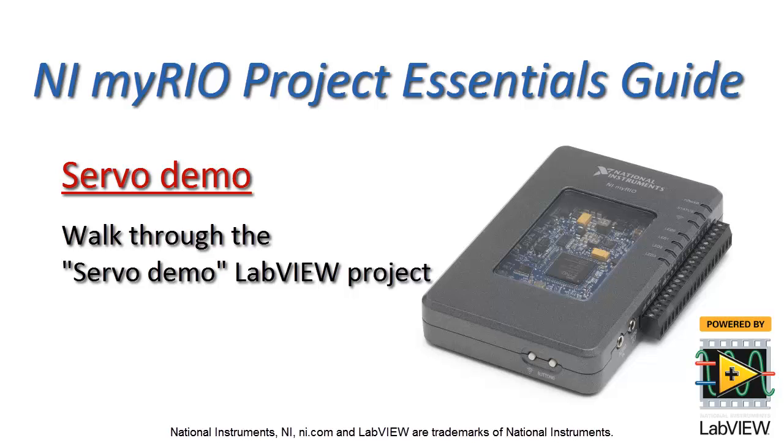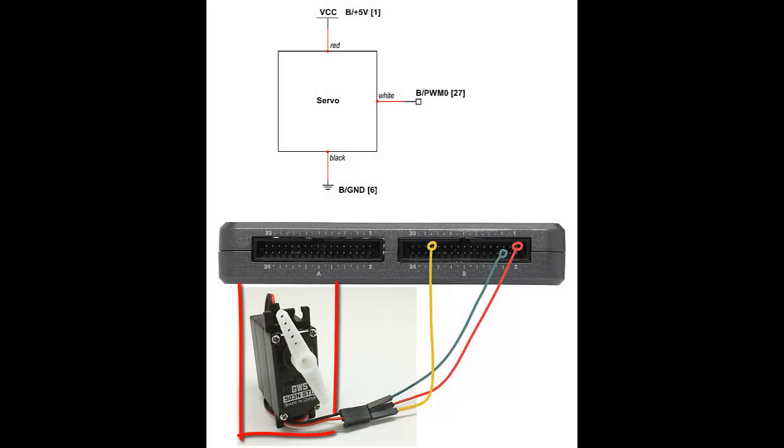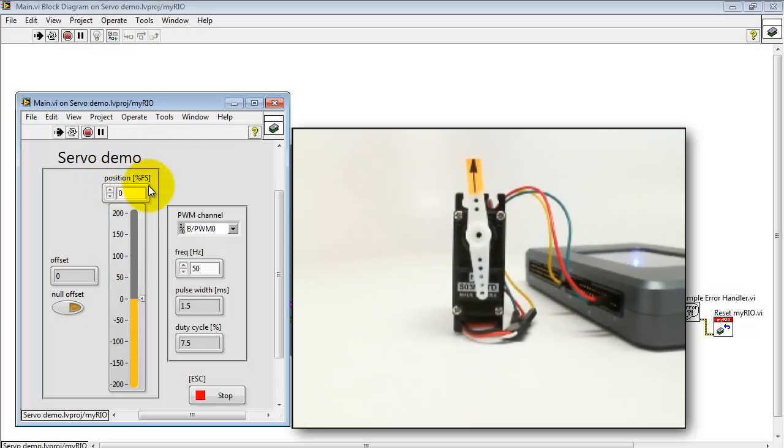Now I'd like to introduce you to the servo demo LabVIEW project. Here I have the GWS S03N servo connected up to the myRIO connector B. The VI is running. Here's the main input that commands the servo to a particular position.